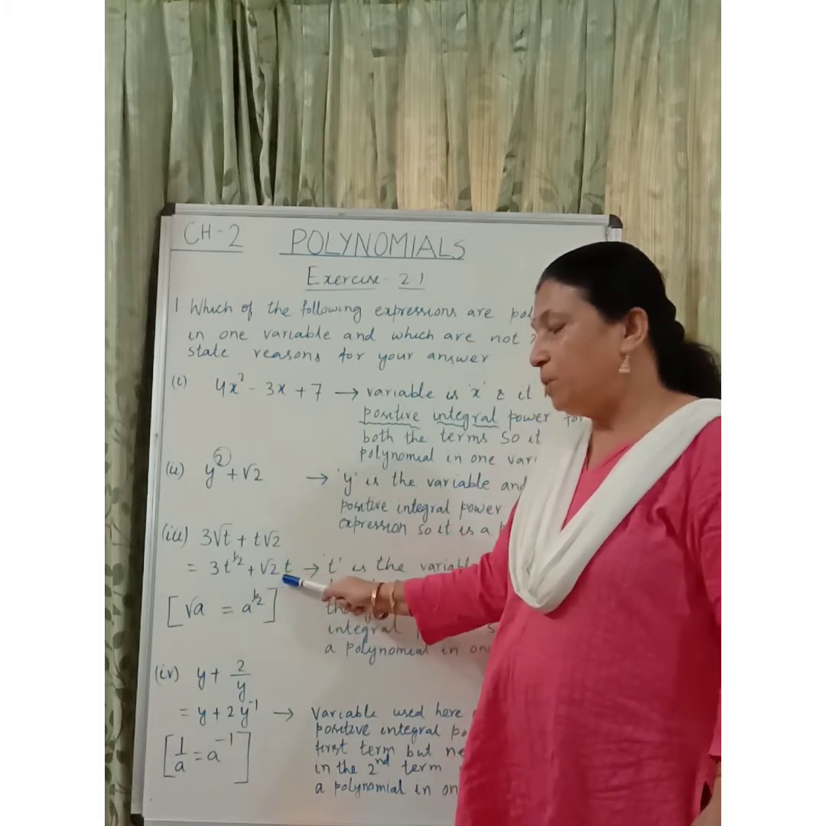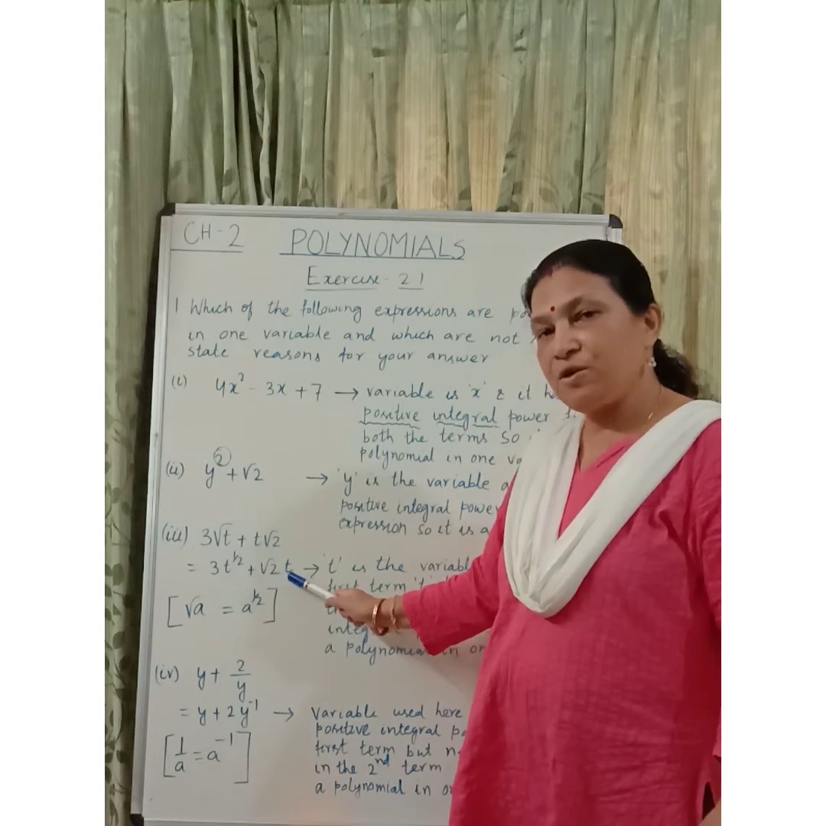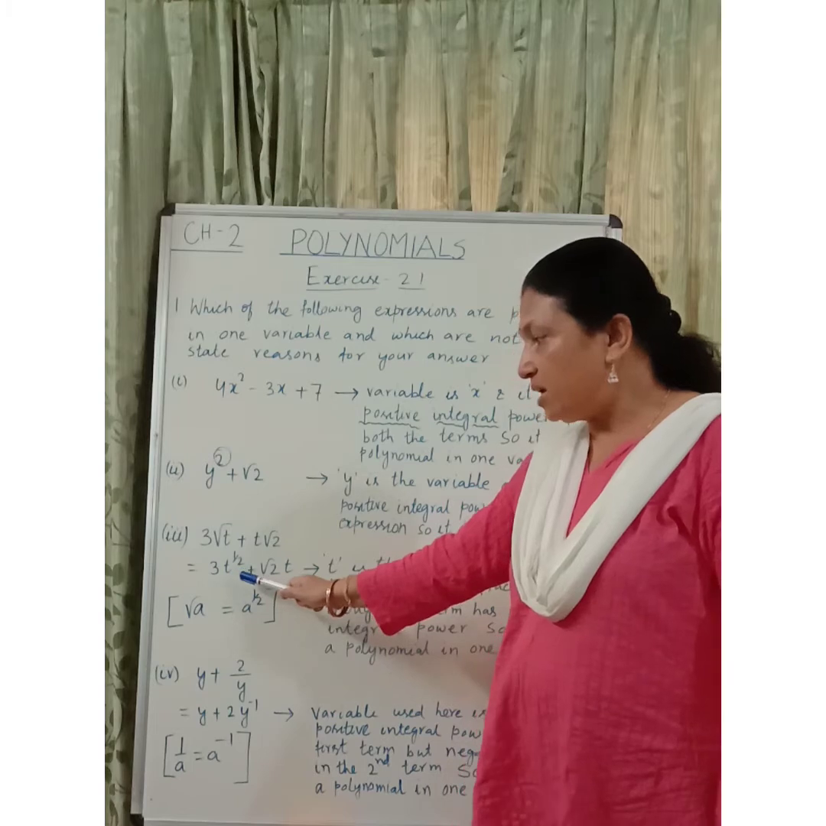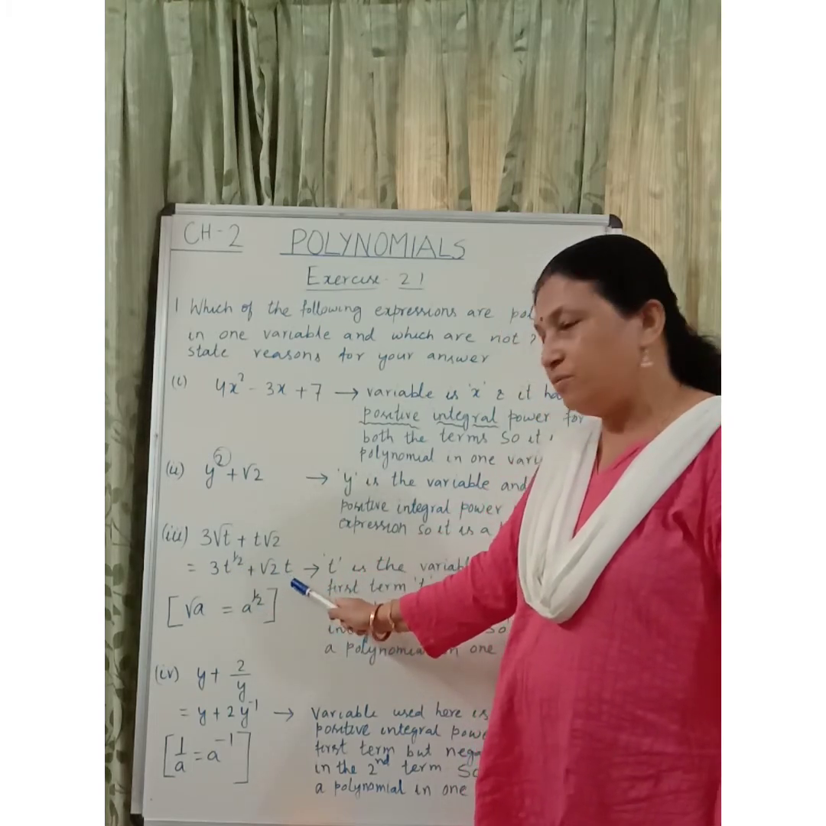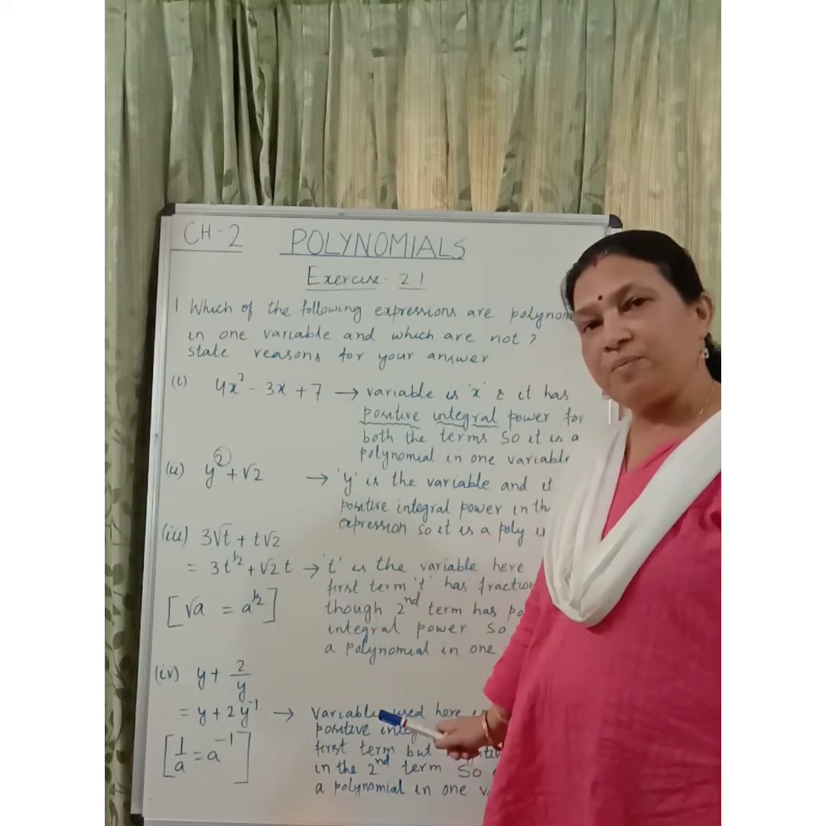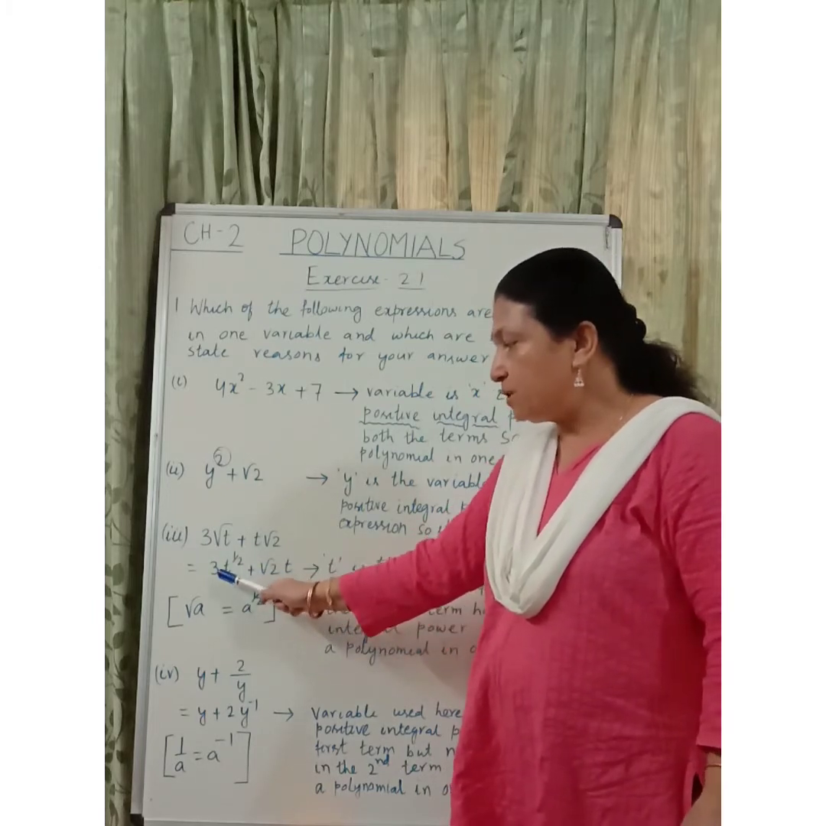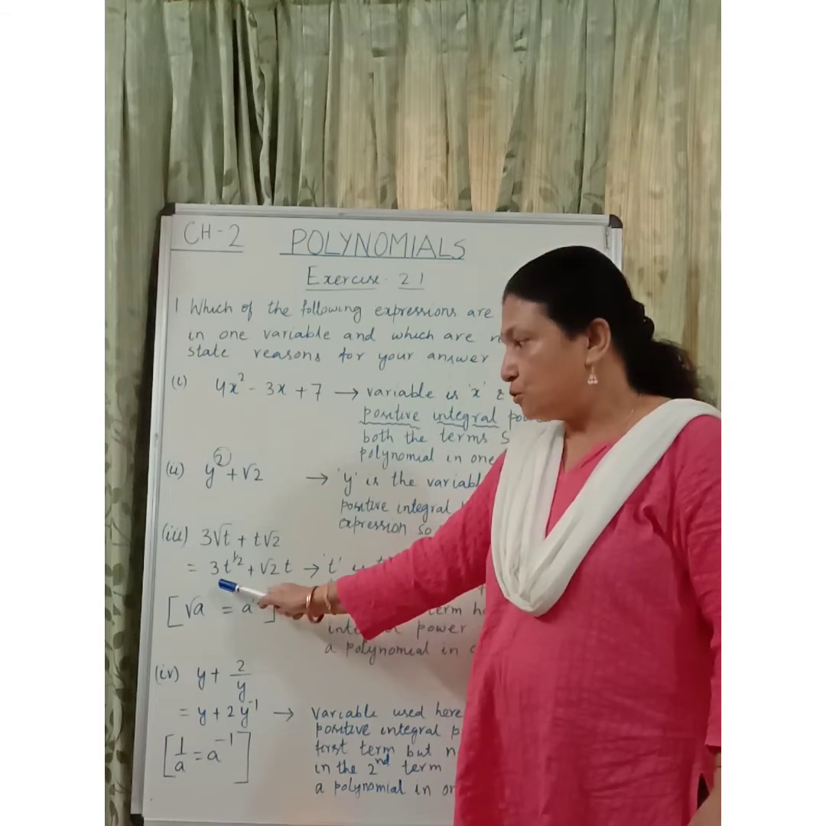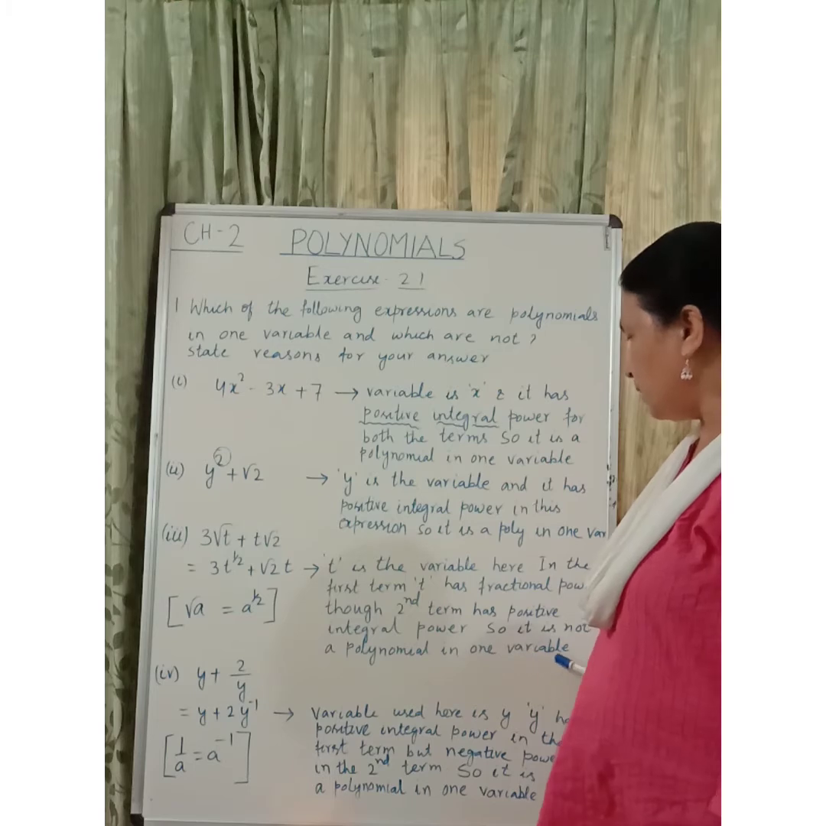Now whether it is a polynomial or not, it is not a polynomial. Why is it not a polynomial? In the first term the variable t has the fractional power, though in the second term t has the positive integral power. But in the whole expression, because this first term doesn't have the positive integral power, this expression is not a polynomial in one variable.